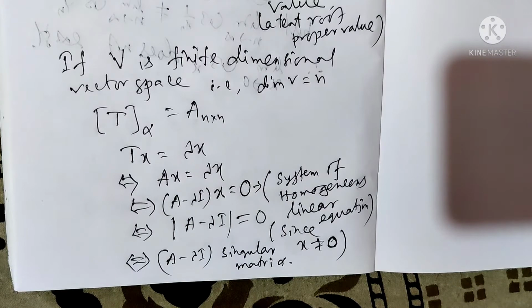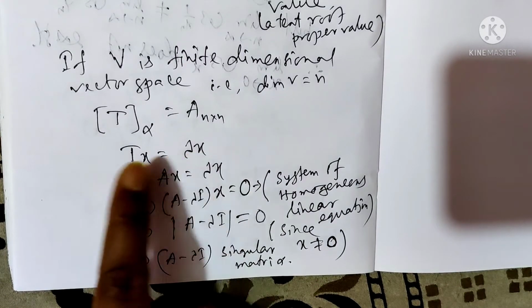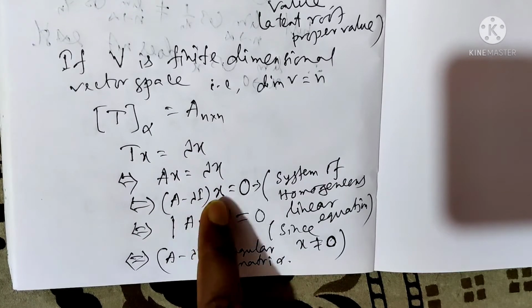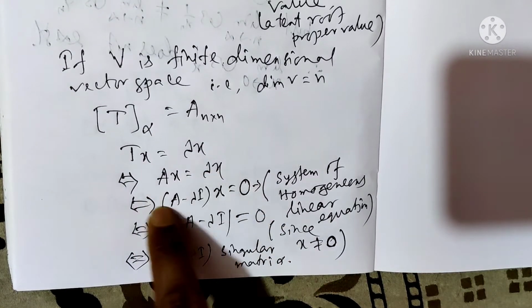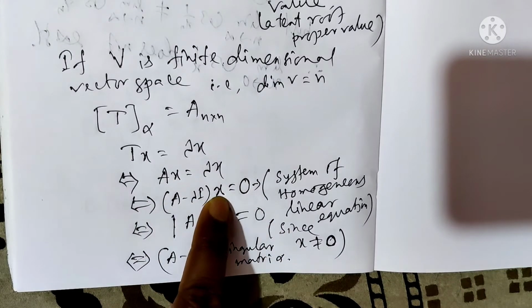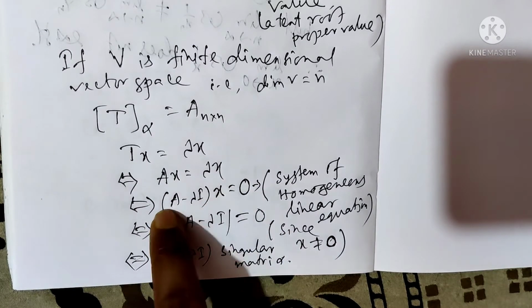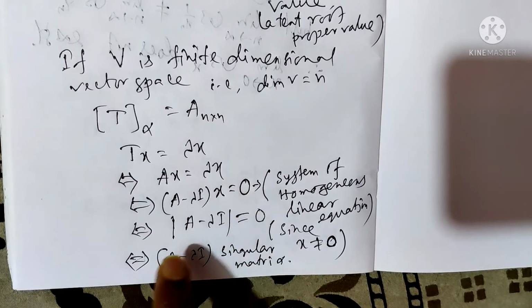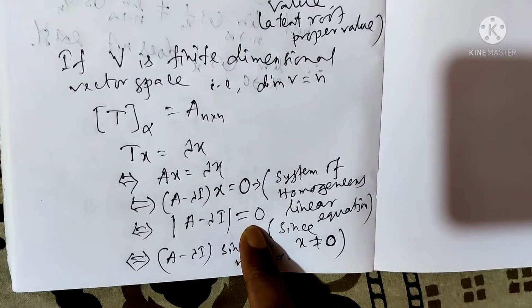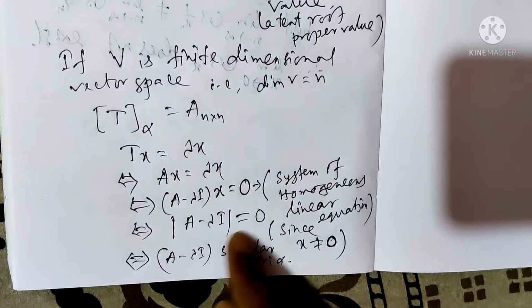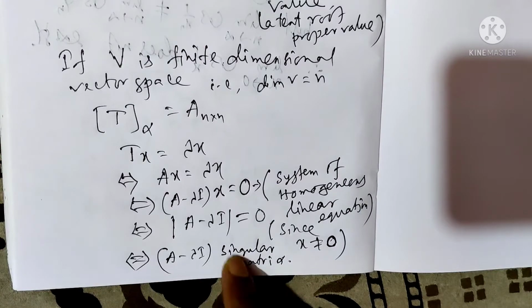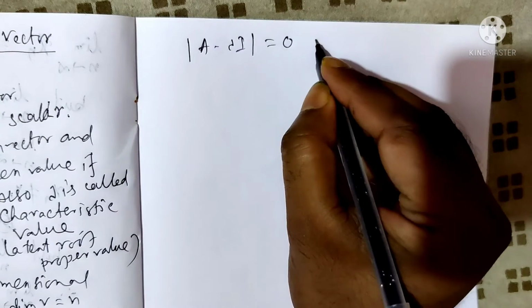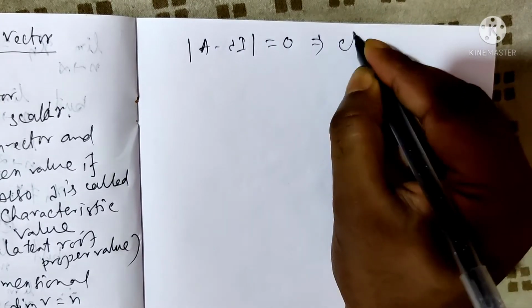So if finite dimensional, then this happens. This is the matrix representation, T x equals lambda x, which implies A x equals lambda x, and (A minus lambda I) x equals 0. This is a system of homogeneous linear equations, and since x is a non-zero solution of this homogeneous system, it is only possible if the determinant is 0. This determinant being 0 implies A minus lambda I is a singular matrix, determinant of A minus lambda I equals 0. This is the characteristic equation.